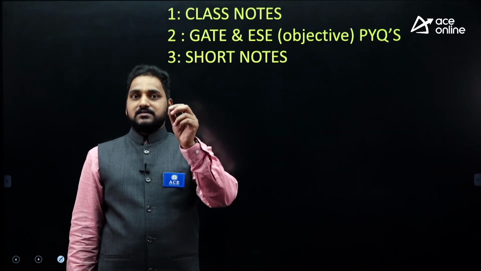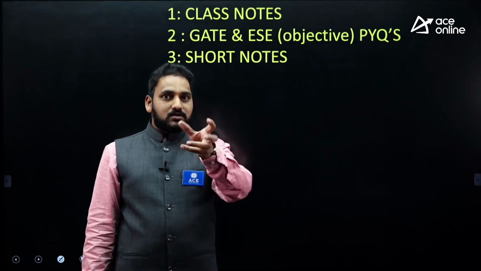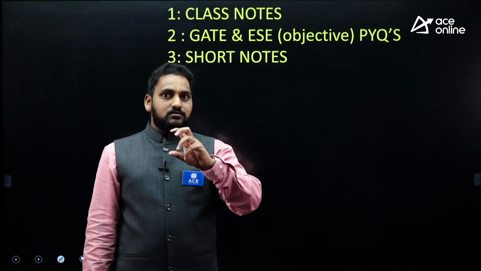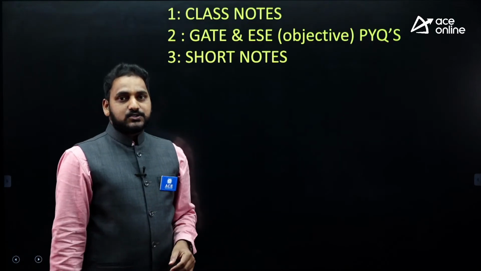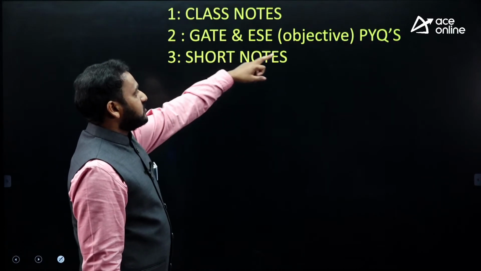But go through valid websites only. Don't search randomly and don't collect wrong data. You go through some valid and standard websites only to get valid data. Okay, right. So next, GATE and ESA objective bits.